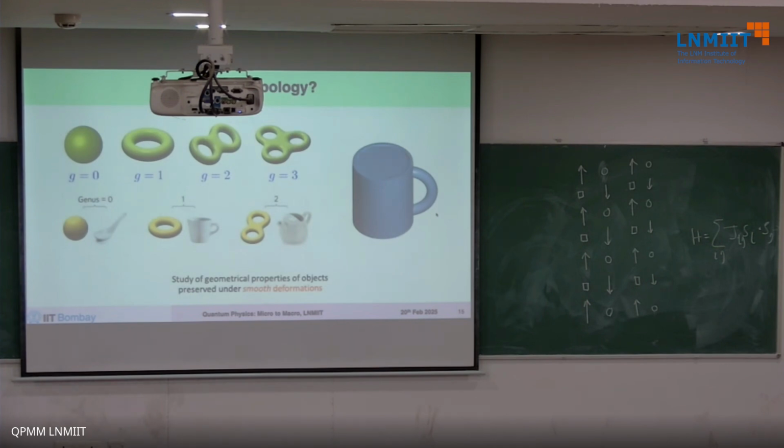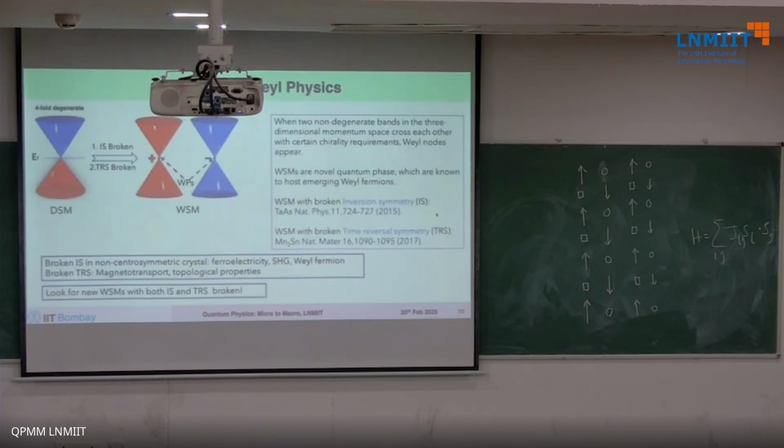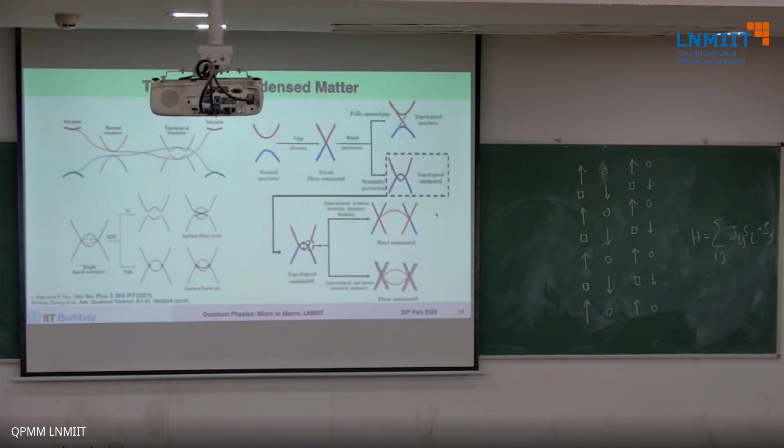Okay, as I said, this talk also has a topological physics aspect, but I'll not go into the detail because I think Saurabh has already covered this in the morning. So this is basically some cartoon diagram to show the genus as you do the smooth deformation from one to the other. So I'll quickly go. So this one is again a very quick diagram of how to understand topology in condensed matter systems.